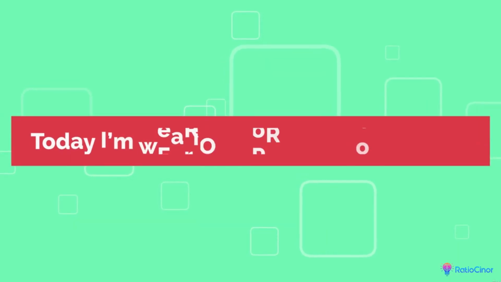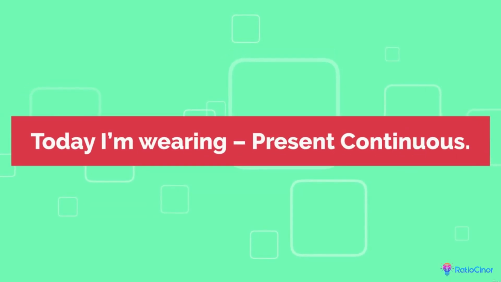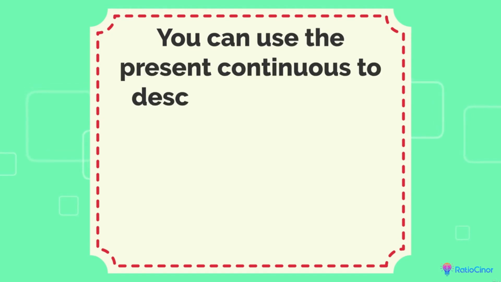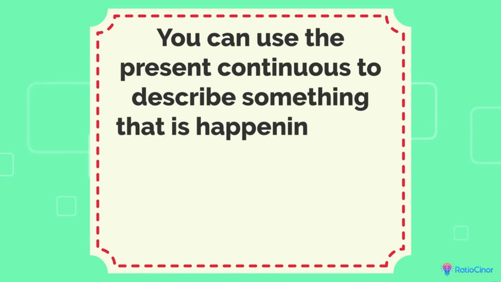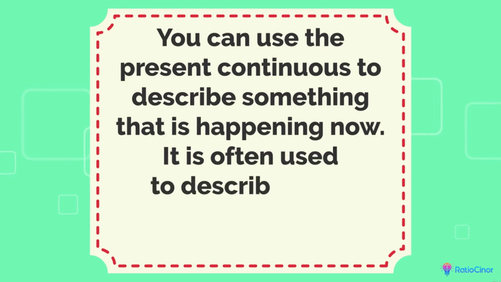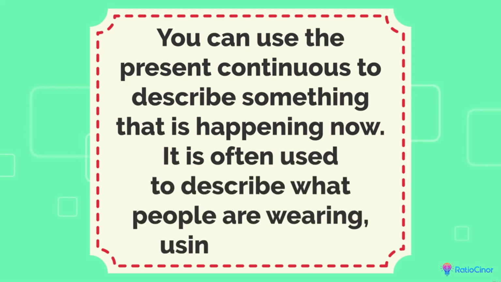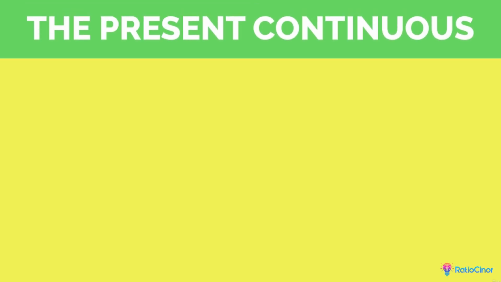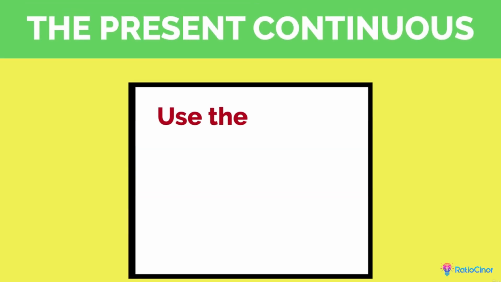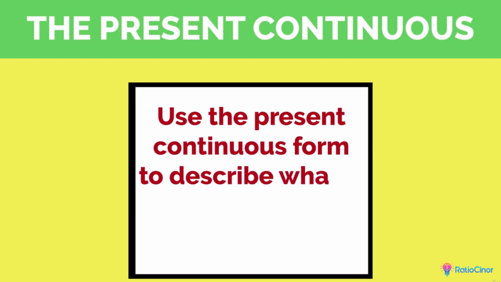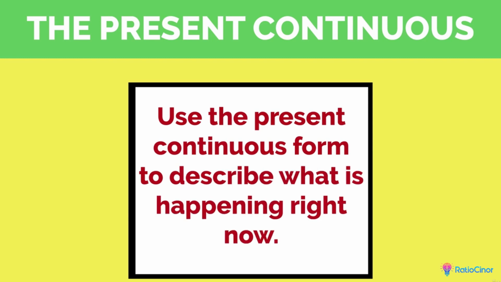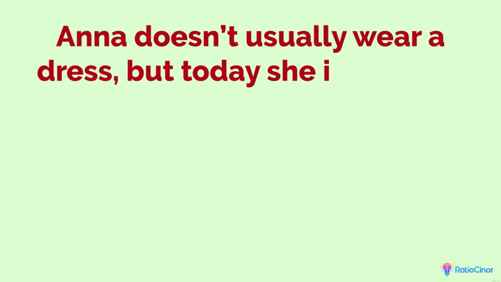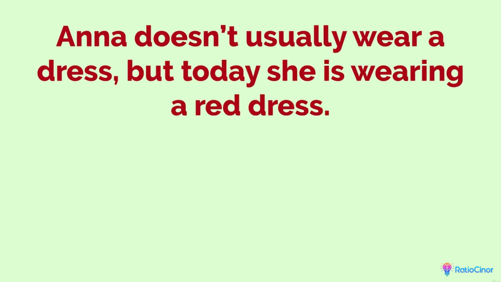Today I'm wearing. Present continuous. You can use the present continuous to describe something that is happening now. It is often used to describe what people are wearing, using, or doing. The present continuous. Use the present continuous form to describe what is happening right now. Anna doesn't usually wear a dress, but today she is wearing a red dress.